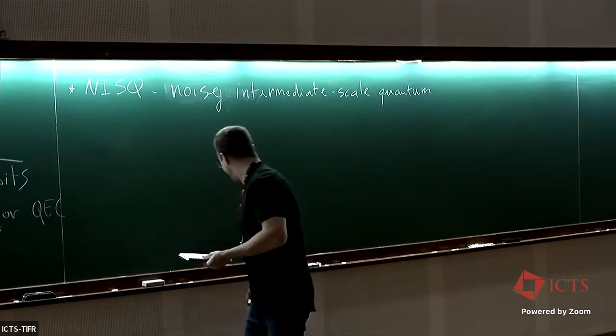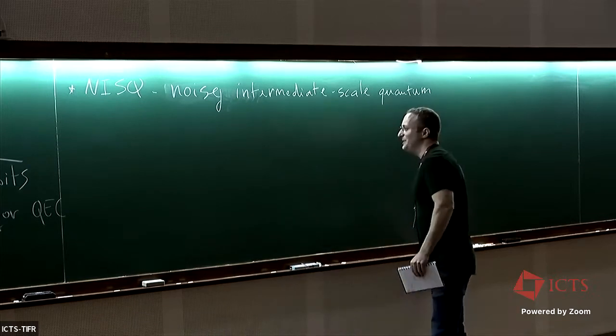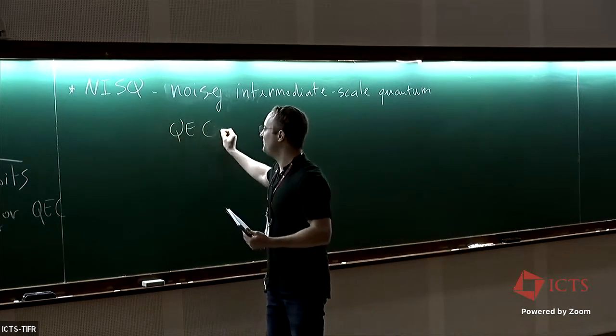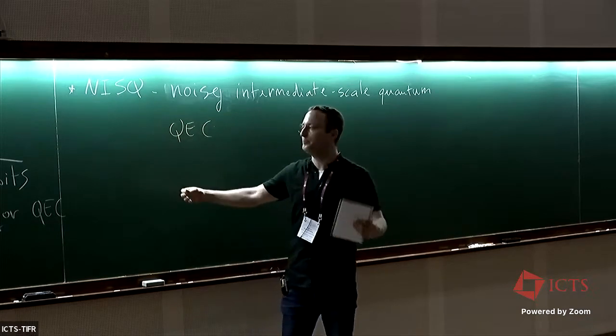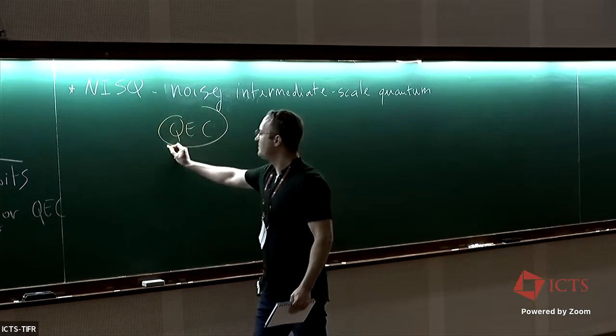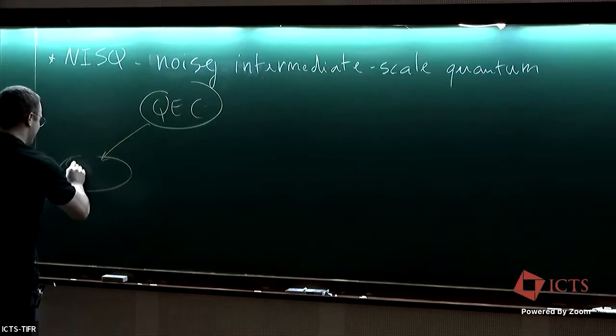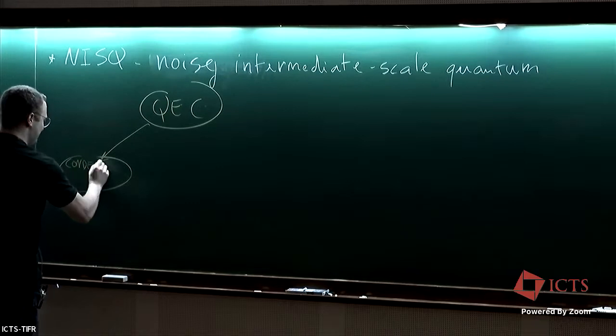And another reason why quantum error correction is so interesting, in my opinion, is not only because it's crucial for realizing the full potential of quantum computing, but it also connects to such a wide variety of other fields. Condensed matter physics, which is why we're all here.